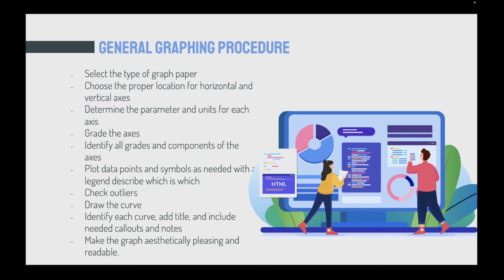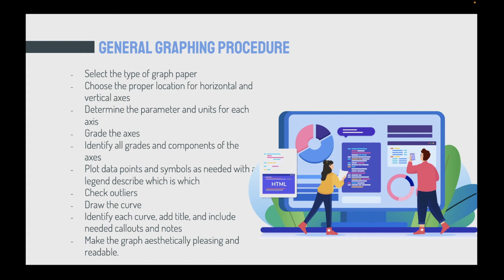Now, if we want to take the graphing procedure in terms of steps, first you select the type of graph paper. In case of manual, you choose the right location for horizontal and vertical axes, determine the parameter and units for each axis as we learned. Then we grade the axes, meaning 0, 1, 2, or 10, 20, 50, 60, and so on. Then you identify all grades and components of the axes. Then when your axes are ready, you start to plot your data points and symbols as needed, with a legend describing which is which.